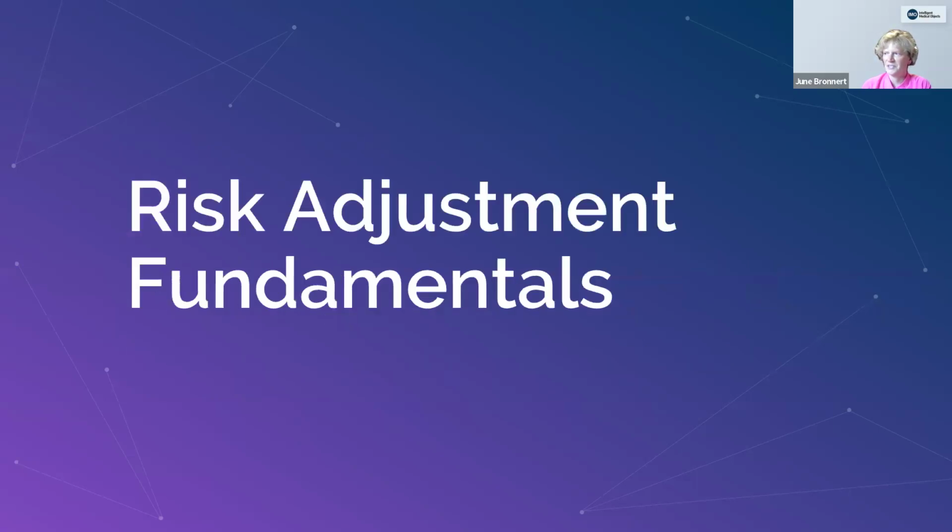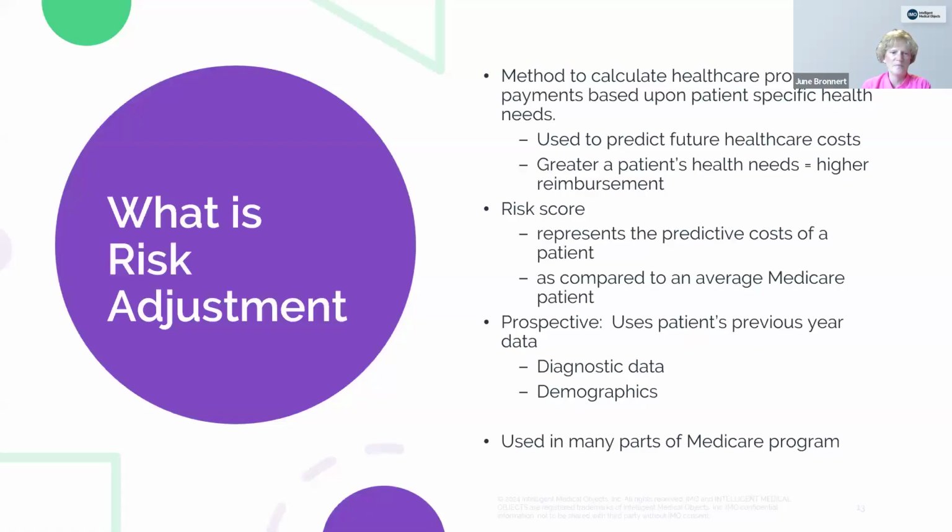So let's turn our attention to the fundamentals of risk adjustment in HCCs. And we will first start by defining what is risk adjustment. In general, risk adjustment is a prospective method used to calculate healthcare provider payment based upon individual health needs. The underlying theory is the greater the person's health needs are, the higher a provider should be reimbursed.